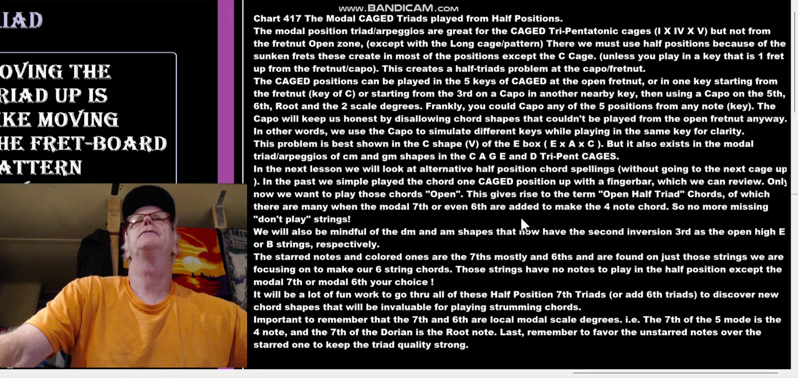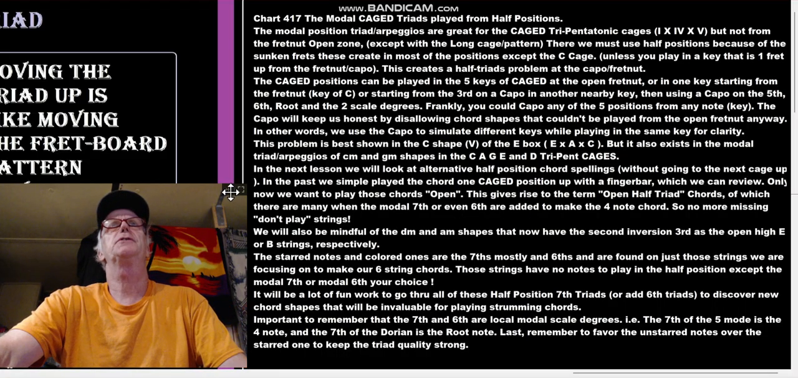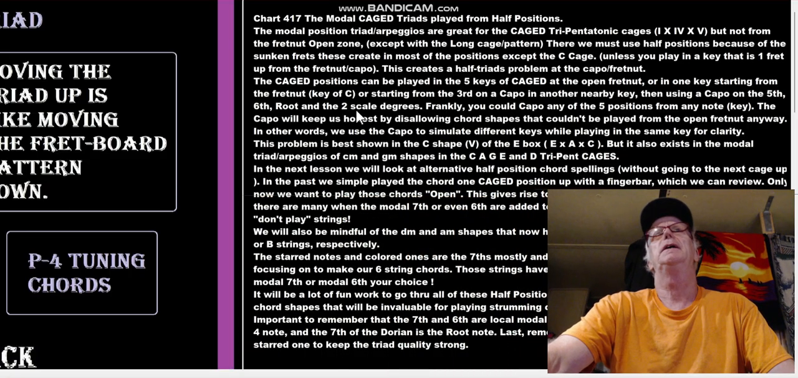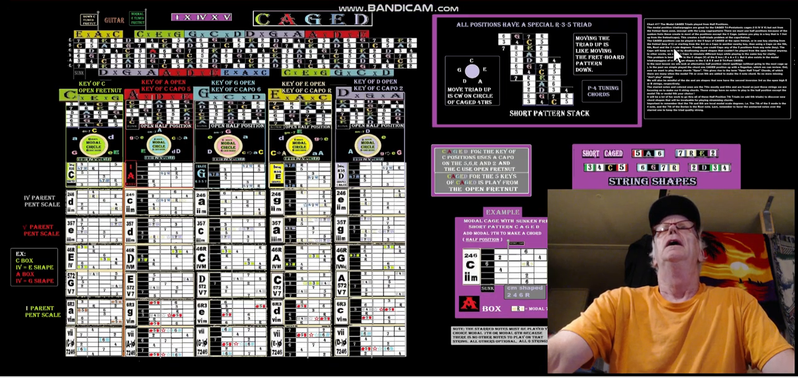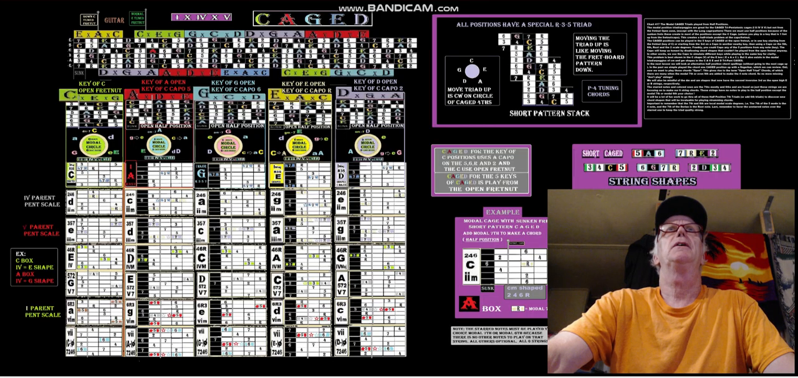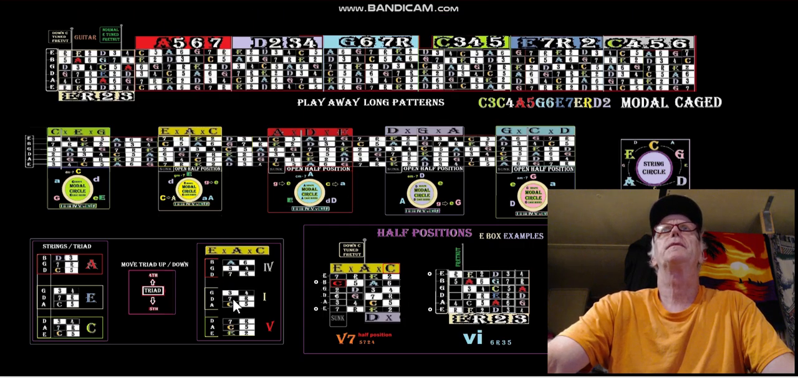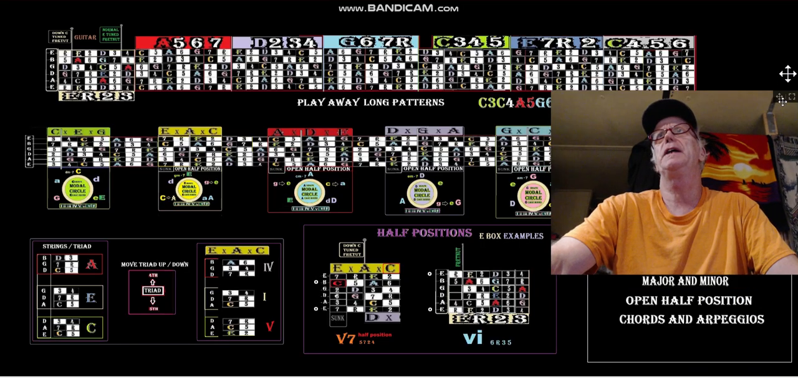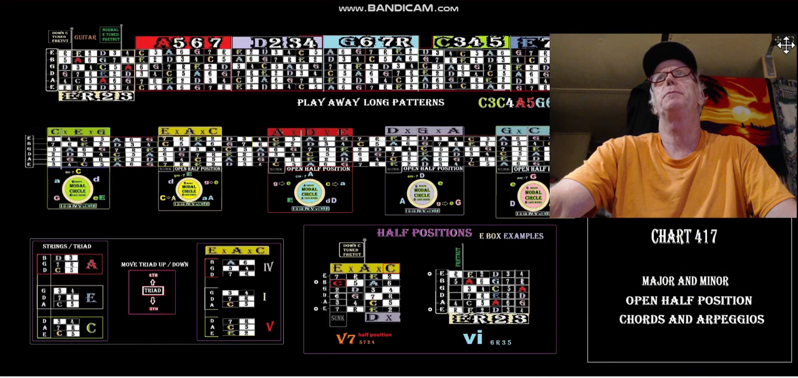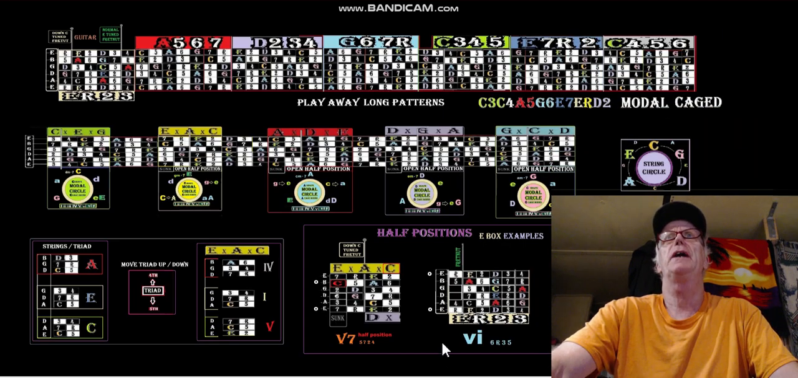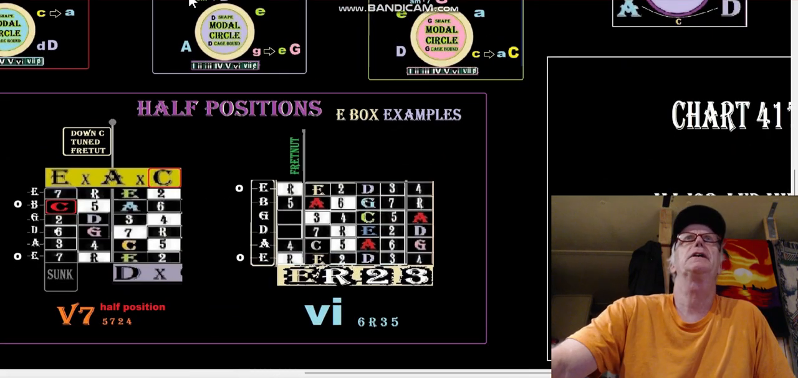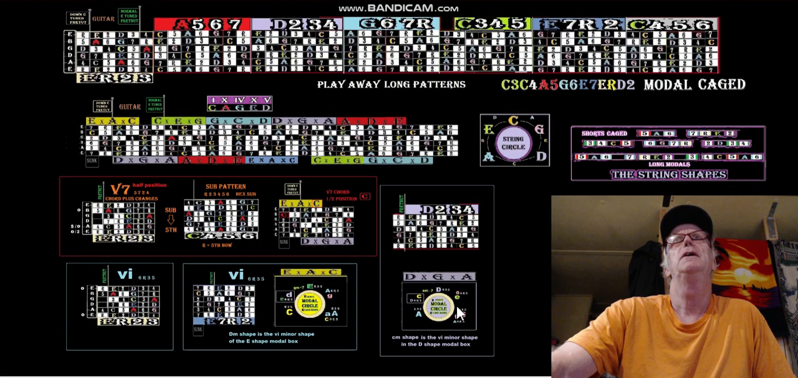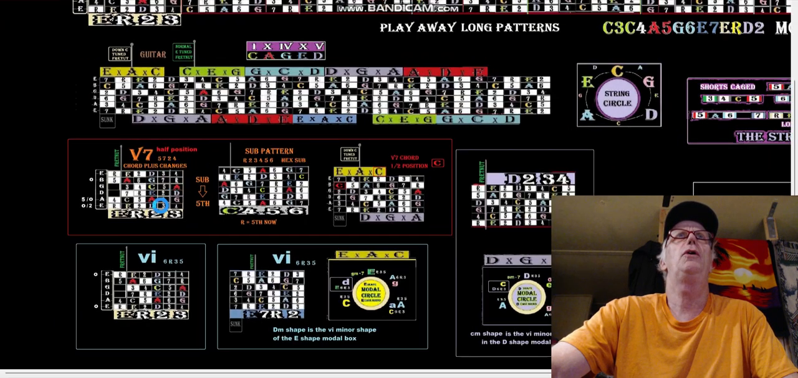So let's zoom out here. Let's go back to the regular lecture here. We'll talk about it for a second. I'm just going to look at 4/16, the same thing. Major, minor, open, half position chords and arpeggios, without getting into this mess over here, which I tried to add in all those notes we could play. Actually, in this particular one, 4/16, I actually have all these notes.